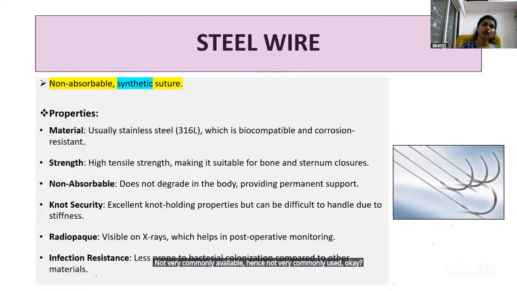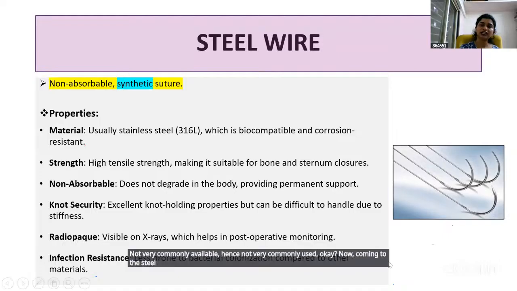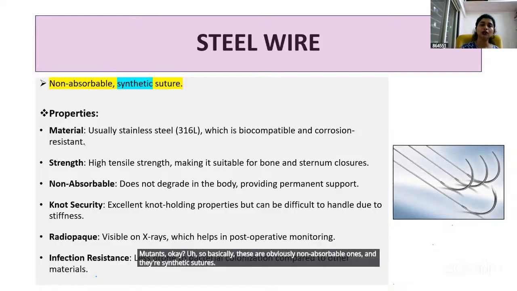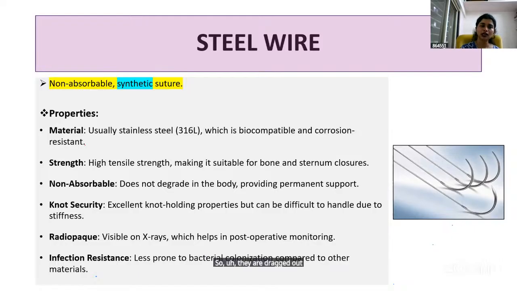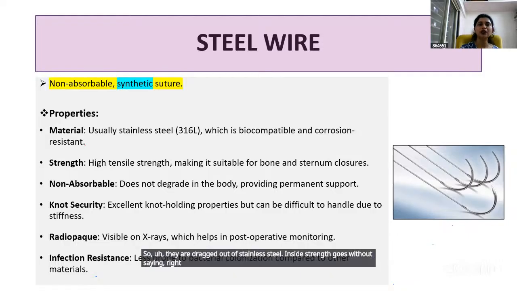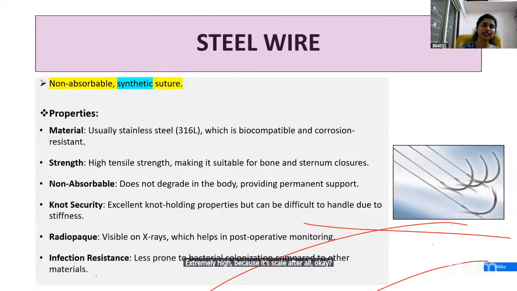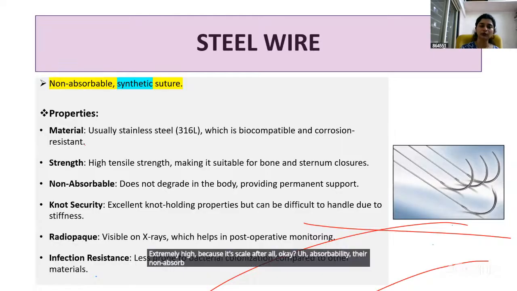Now coming to the steel wire, as you can see here, these are steel wires with incorporated needles. Obviously these are non-absorbable, synthetic sutures derived out of stainless steel. The tensile strength goes without saying: it is going to be extremely high because it is steel after all. They do not degrade in the body, so they are going to stay forever.